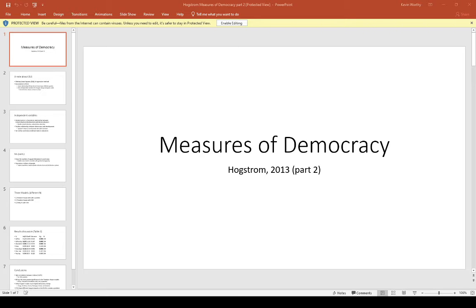All right, so now let's get into the last part. We're going to talk about democratic regimes before we get into autocratic regimes. So, Hagström, we already talked about the earlier part, sort of Polity versus Freedom House. And now Hagström is going to provide us some evidence about how we know that they're different and that they don't always come up with the same result.